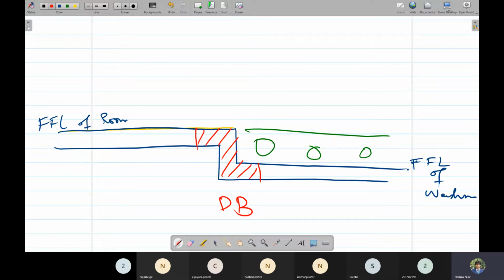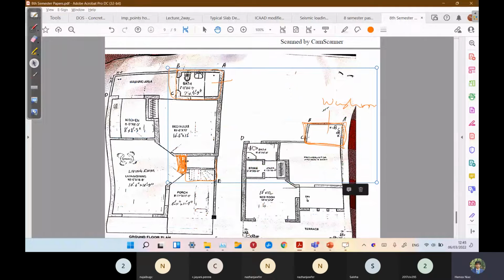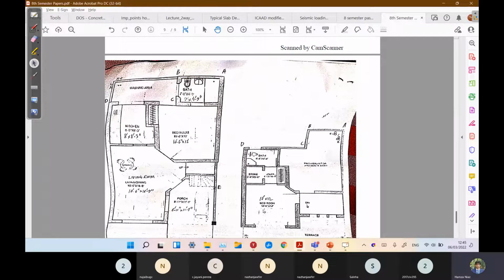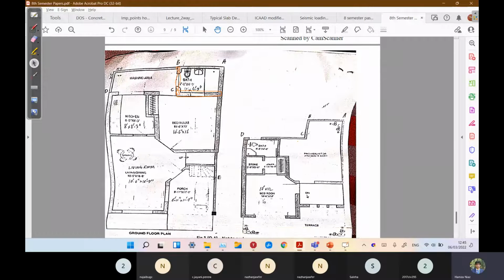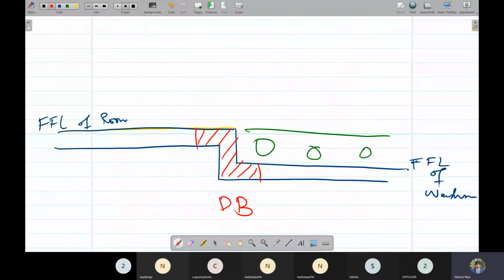In this case, there is no requirement because there is no washroom on the first floor. But if in the plan a washroom comes on top, then we require a depressed beam here. We require a depressed beam here and here, on both sides, to support the slab. Okay, so these are the four major cases why we require a beam.